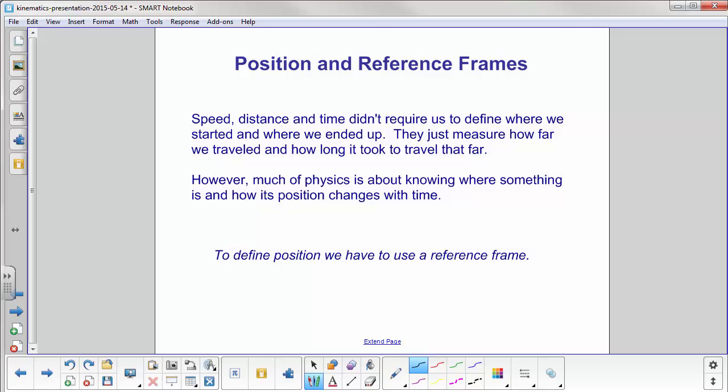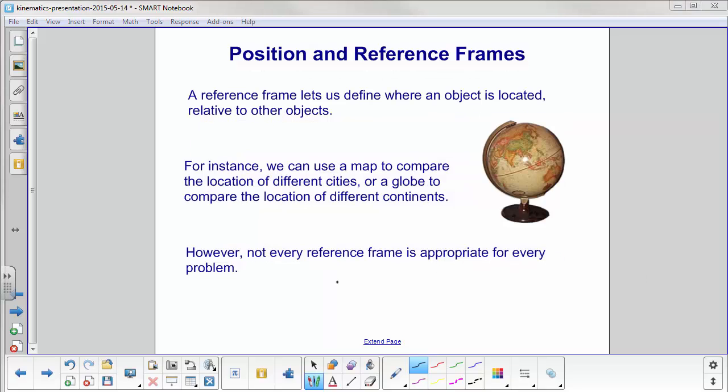Now, to define position, which is a new term we're talking about, we have to have a reference frame. And we'll talk about what that is next. A reference frame lets us define where an object is located, and we describe it relative to other objects. So the key word here is relative to other objects.